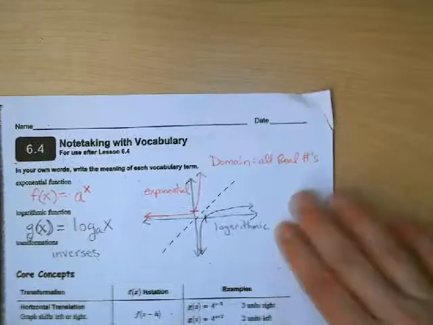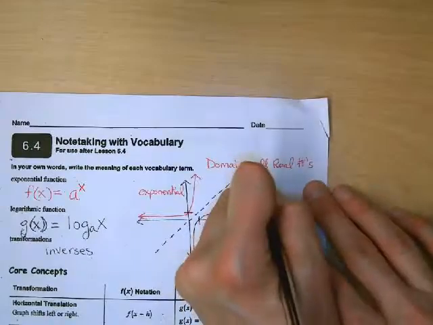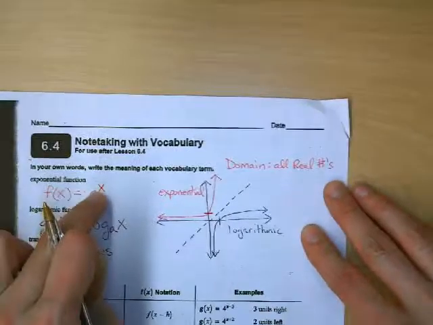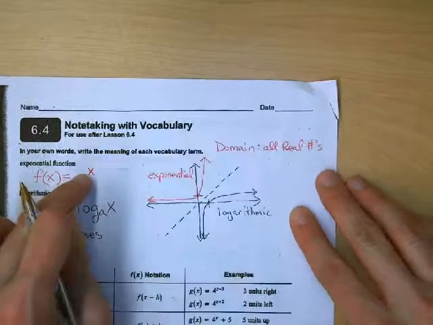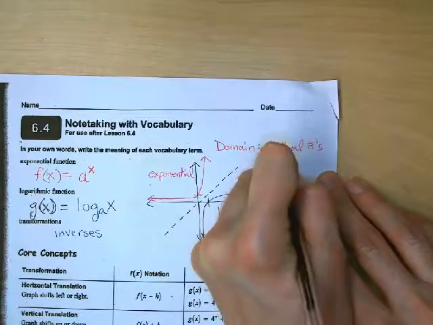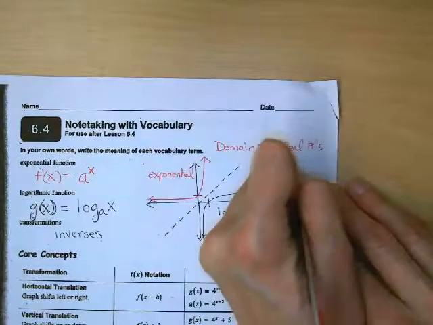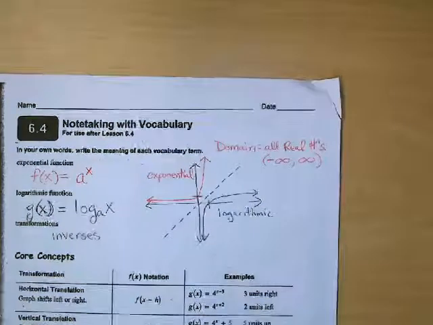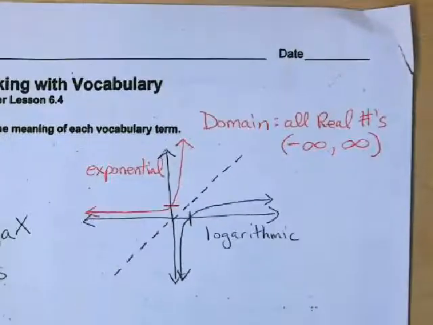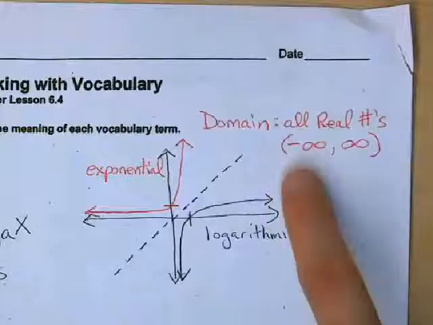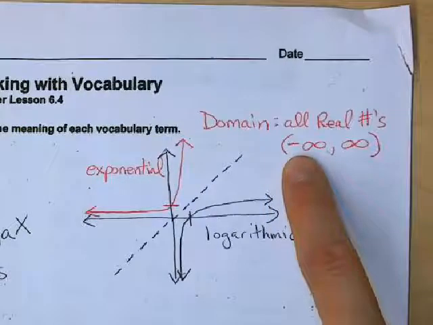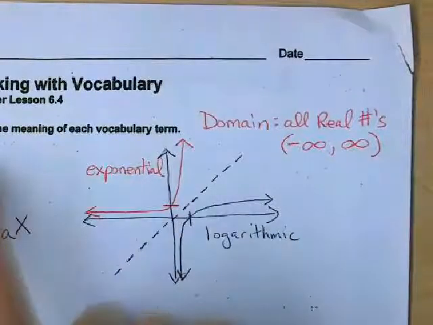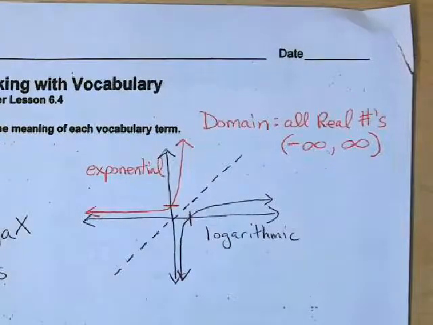Another way to say all real numbers is that the graph hits every x value. You can plug in any x number you want into this exponent. So another way to say that, you can say it goes from negative infinity to infinity. Yeah, so domain is all real numbers. It means you can plug in any number for x into that function and you can get an answer.